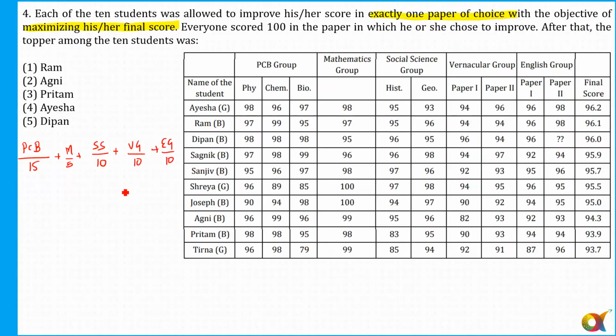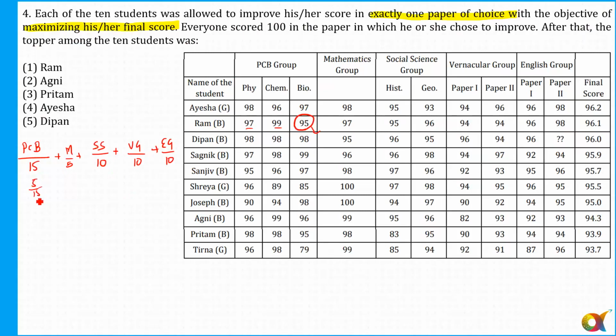And the question is, who is getting the top final score? Let's start with Ram. Now, remember, if I need to maximize the average, how can I do it here? In the PCB group for Ram, it says 97, 95, 99. So 95 is the smallest mark in the PCB group. If we increase the marks from 95 to 100, there will be an extra impact of how much? We can see 5 by 15, isn't it?